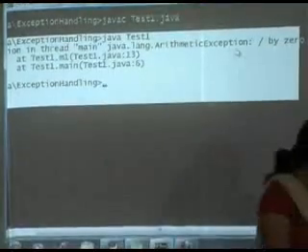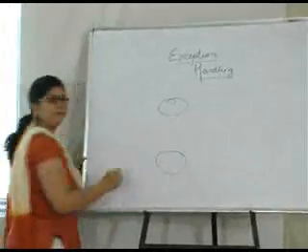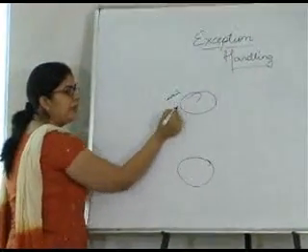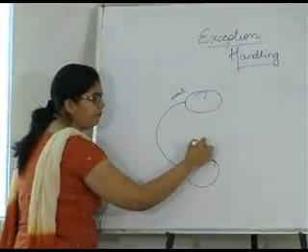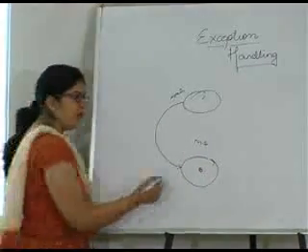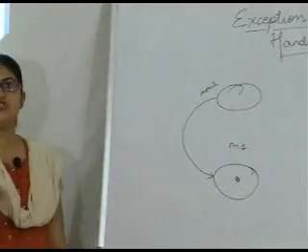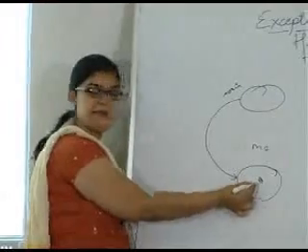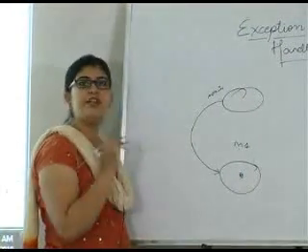Now here, just look at it. This is your main method. Main method is giving a call to your M1. An exception has occurred over here. Now, if there is nobody to catch this particular exception, suppose you don't have a try block and you don't have a catch block, and this exception is not handled in this particular M1, what am I going to do?